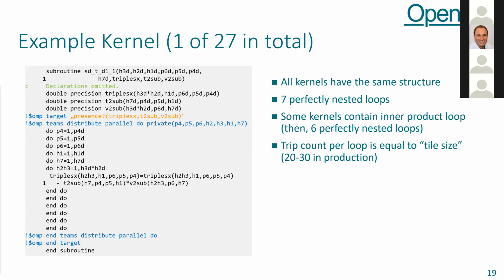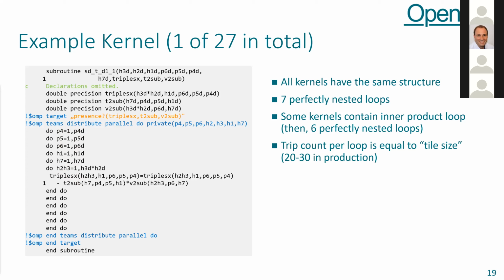So here's one of those 27 kernels that make up this chemical method, right? All of those kernels have pretty much the same structure. They're massively parallel. They have a lot of computational meat, if you will. There are 7 perfectly nested do loops. Here I'm just showing a kernel that has 6 because the inner one has been fused into a product loop already.